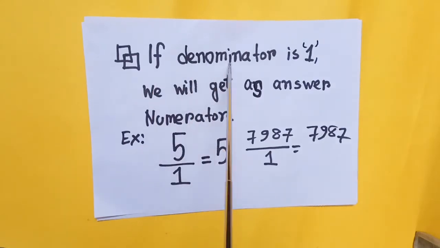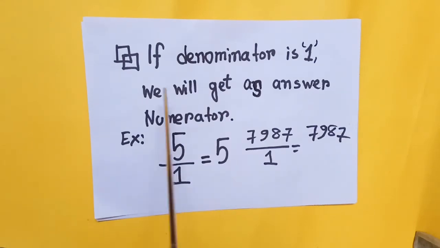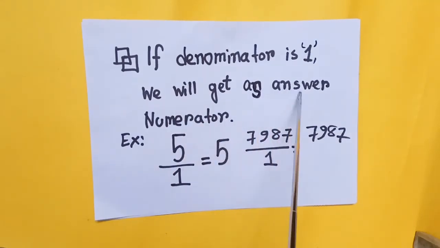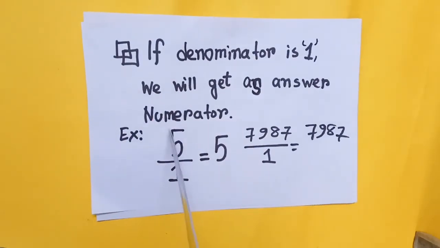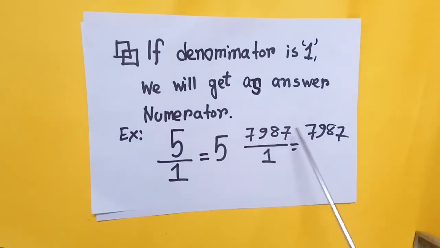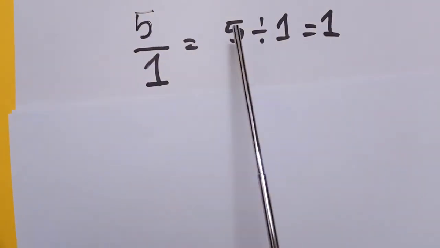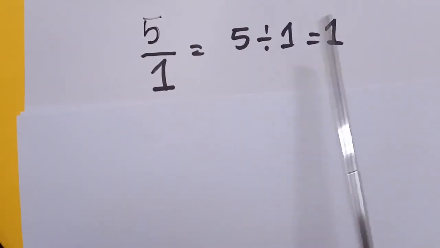Second rule: if the denominator is 1, means the lower part is 1, we will get the numerator, means the upper number, as the answer. Again, if the lower number is 1, we will get the upper number. 5 by 1 means 5. If there is 7987 by 1, then the answer will be 7987 also. In another way, we can write 5 by 1 equals 5 divided by 1. 5 divided by 1 means 5.